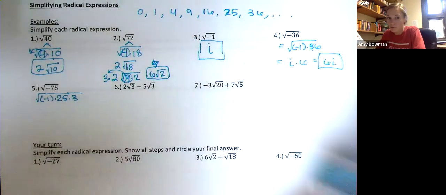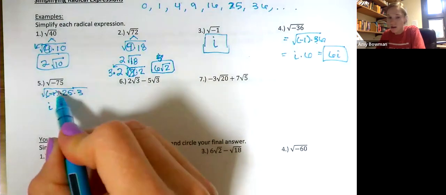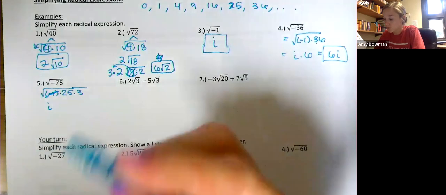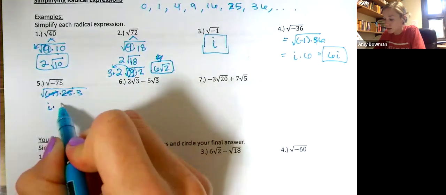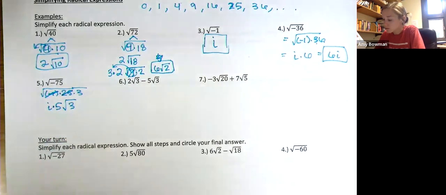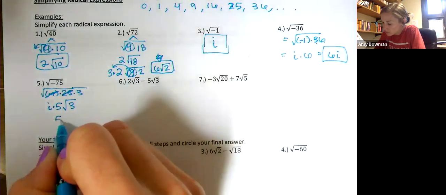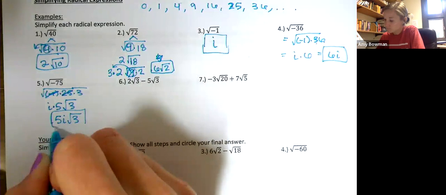And then take the square root of -1, which is i. I'm crossing that out to show I've taken the square root of 25, which is 5. So that's going to just be multiplied by the i. And then 3 is not a perfect square, so that's still under the square root. So this would simplify to 5 times i times the square root of 3.